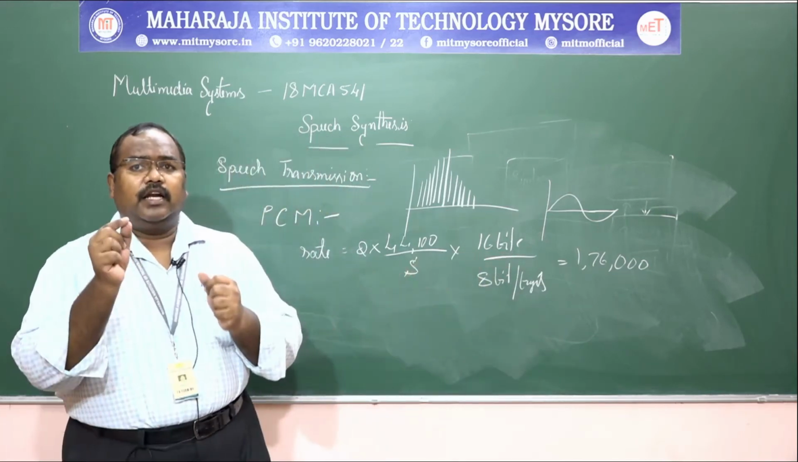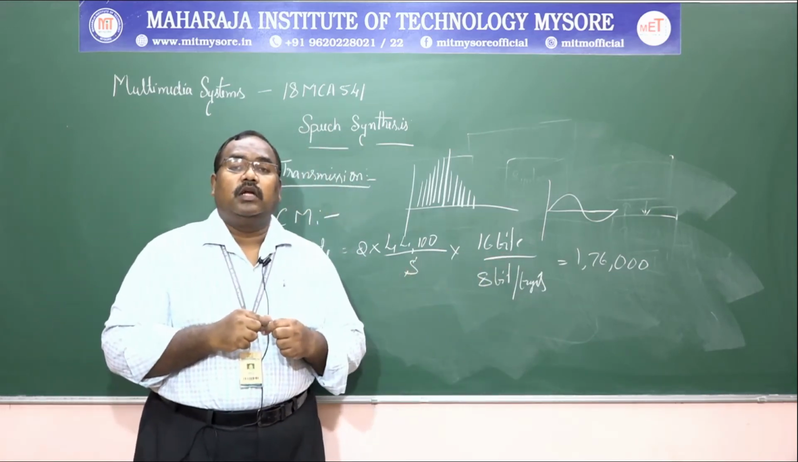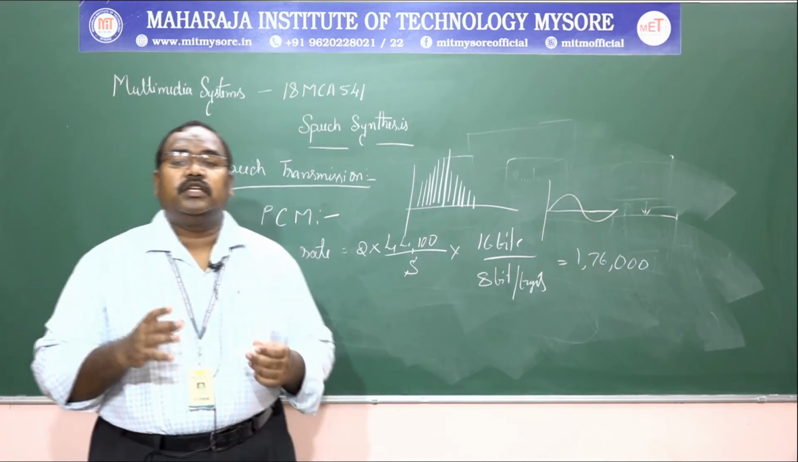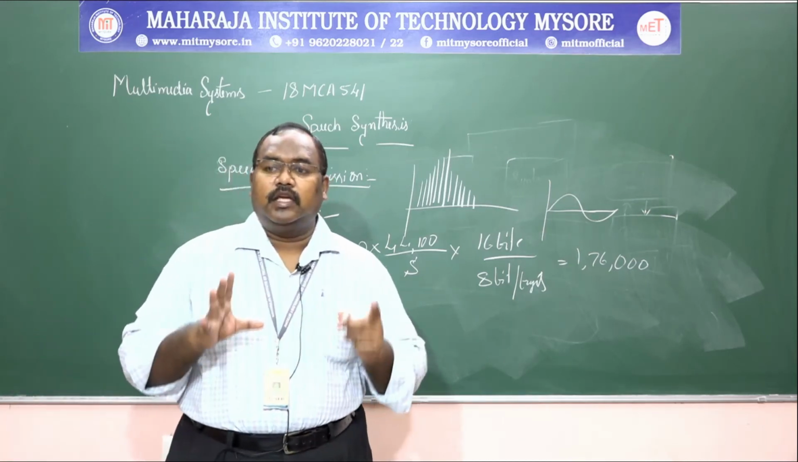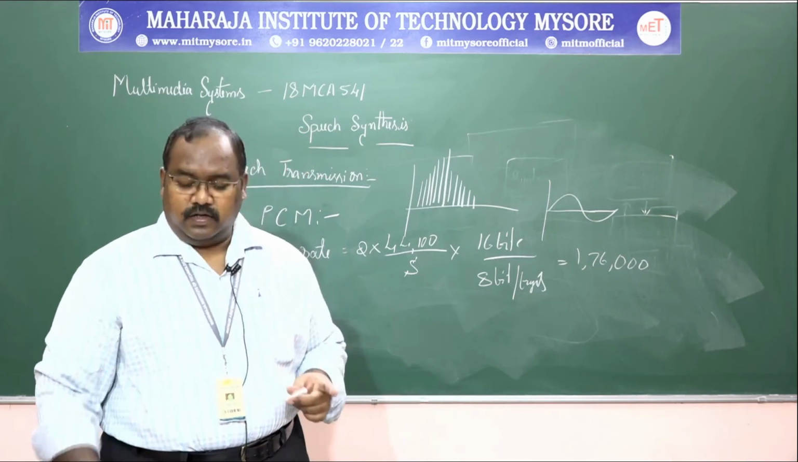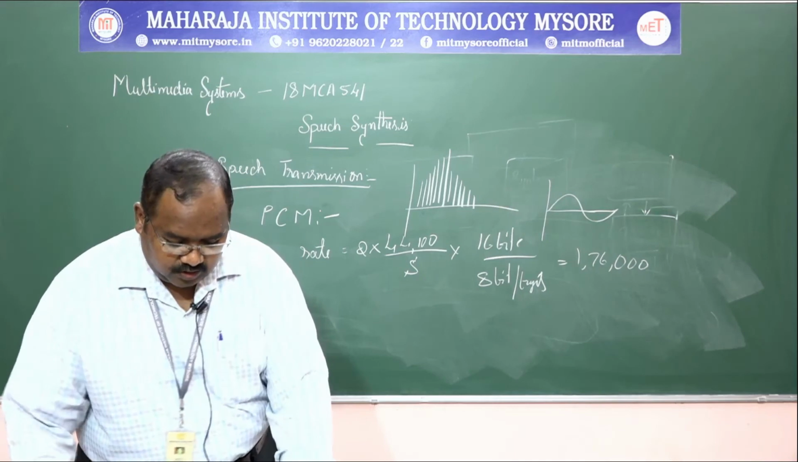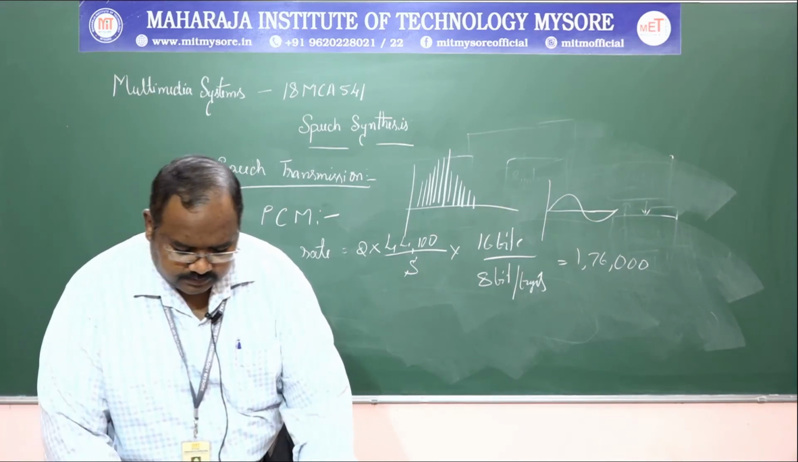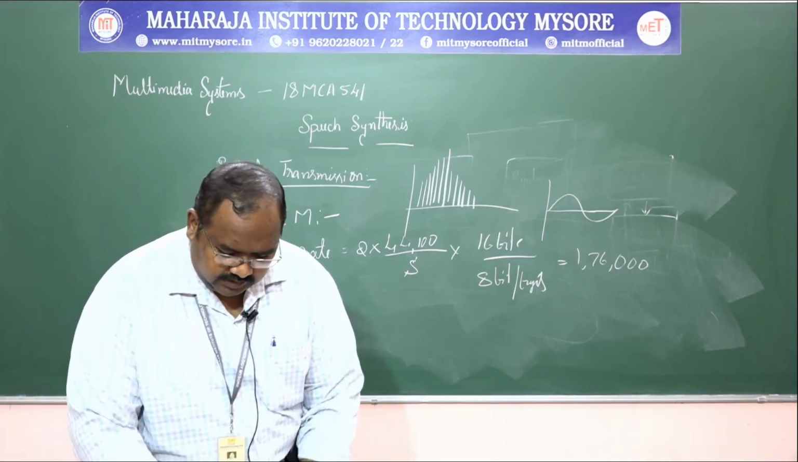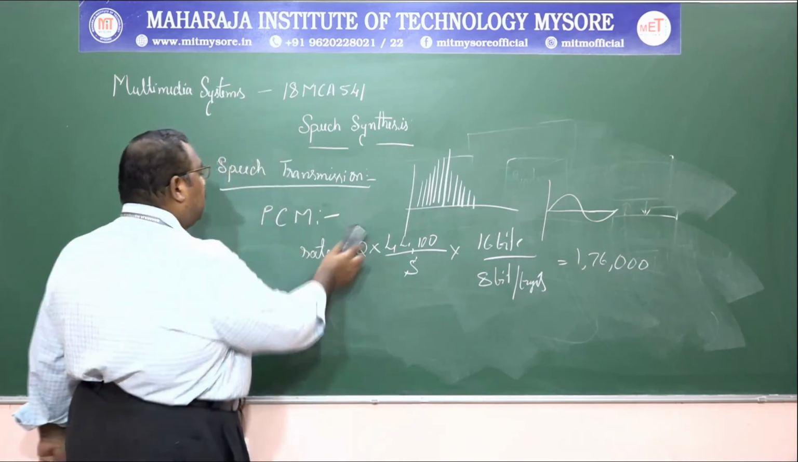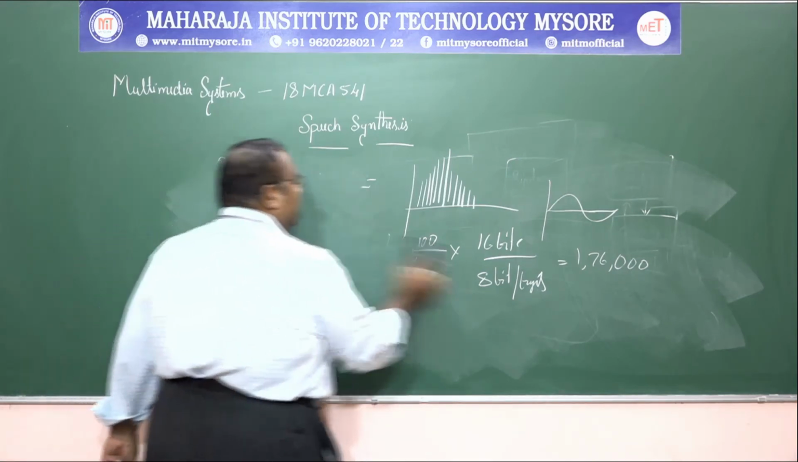Next, I would like to illustrate the example of a telephone. A telephone almost uses 64 kilobits per second of data for transmission. Next is source encoding. Let us look into the concept of source encoding with respect to a diagram.